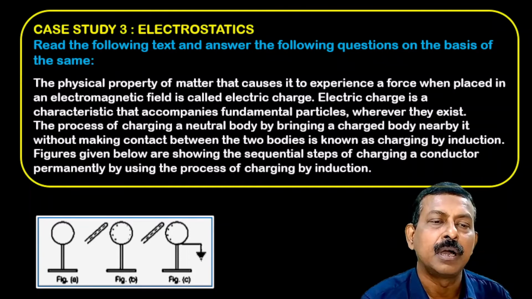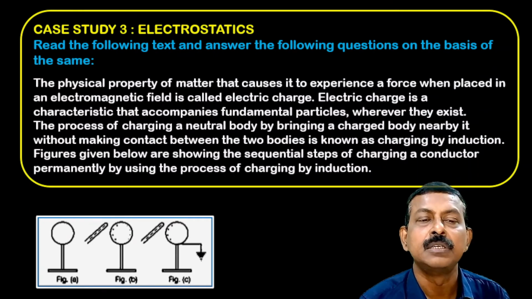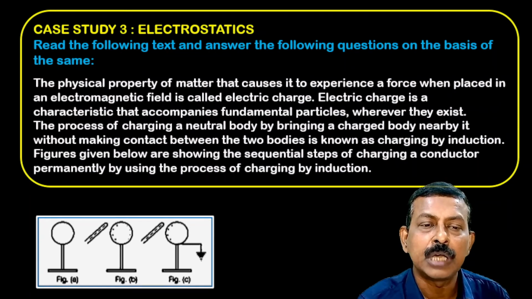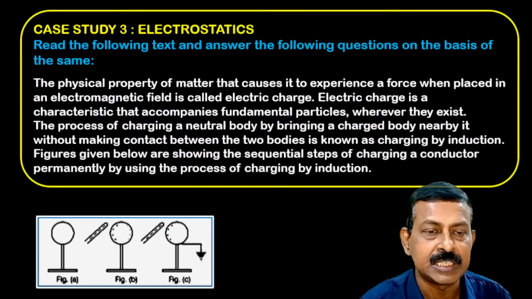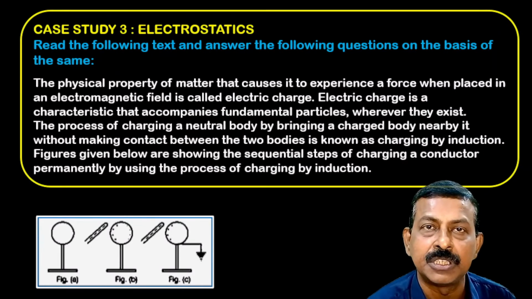The figure given below shows the sequential steps of charging a conductor permanently by using the process of charging by induction. Here you can see the first diagram, which shows an uncharged body. In the second case, we are bringing a charged body close to it. Now, if it is being brought close to it, charges will be induced. On the nearer side, negative charge is developed because the body has the positive charge. And on the outer side, that is the farthest side, there will be positive charge developed. And since it is earthed, the positive charges will be neutralized. Now the body will have only negative charge there.